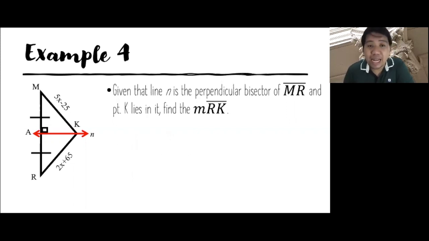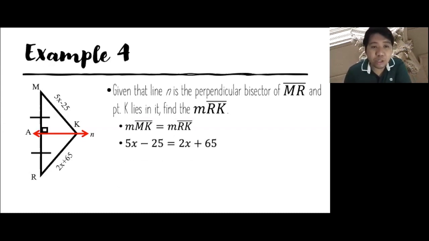Given that line N is the perpendicular bisector of segment MR and point K lies in it, find the measure of segment RK. So ngayon po, alam natin na ang measure ni segment MK is equal to the measure of segment RK. Gayun din po, alam natin na may mga given sa bawat segment, kaya isa-substitute po natin yon. So, the measure of segment MK will be 5x minus 25 at ang measure ni segment RK ay mapapalitan ng 2x plus 65. Ang gagawin po natin na sunod ay pagsasamahin natin yung mga like terms.